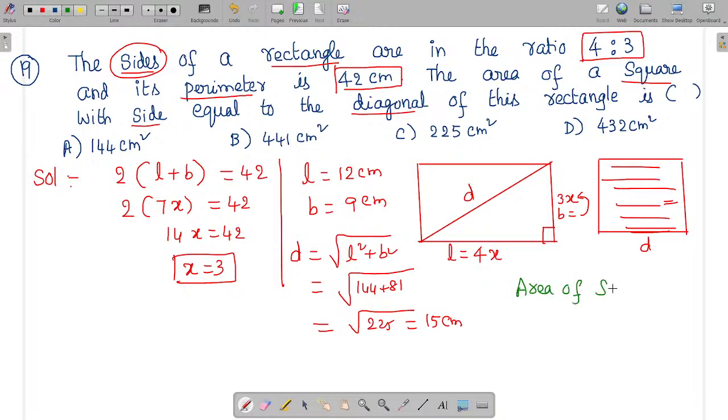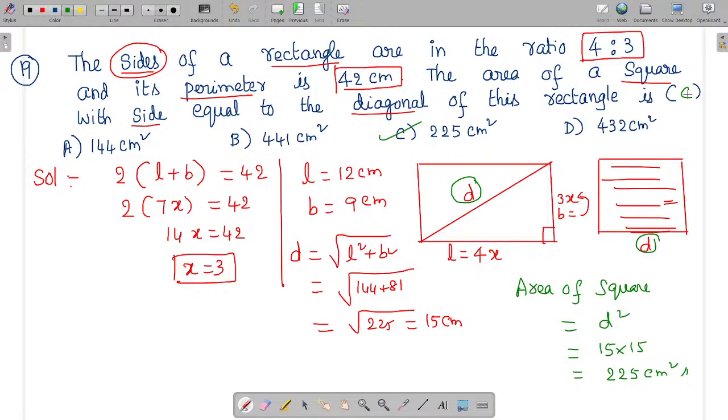Now we need to find out the area of the square. The area of the square is D square, because this diagonal D becomes the side of the square. So D square means 15 into 15. Obviously the answer is 225, so 225 centimeter square. That means C is the right option. C is the right option. Madhupavani, check your answer. Not 432.